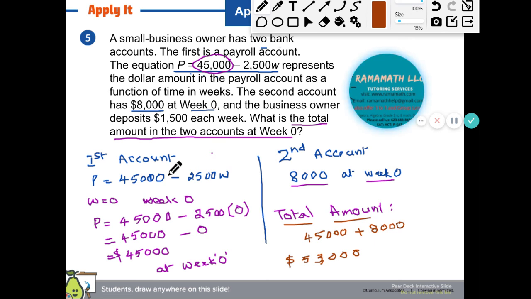Sometimes you may get questions like, what's the week 0 amount in bank 1 or account 1? You can just look at the information, read the question carefully, and answer that. Sometimes they can ask you what's the total amount, or what's the difference between them. So whatever the question is, please read the question completely so that it makes more sense to you guys. Okay, that's good.